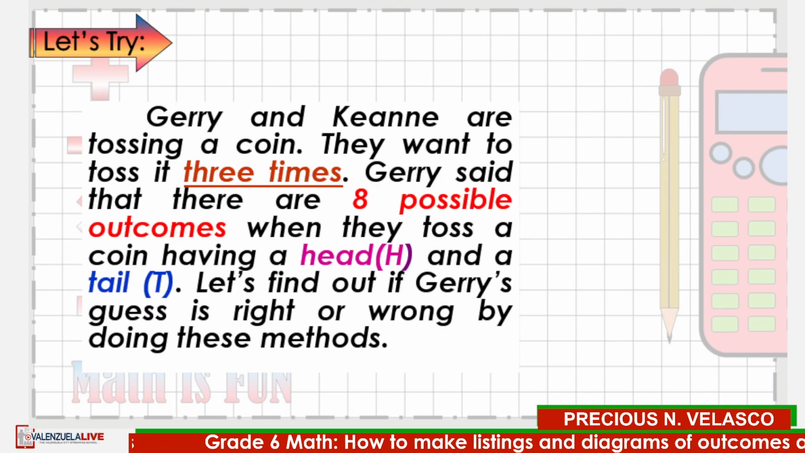So Jerry and Ian are tossing a coin. They want to toss it 3 times. Jerry said that there are 8 possible outcomes when they toss a coin having a head and a tail. Let's find out if Jerry's guess is right or wrong by doing this method.